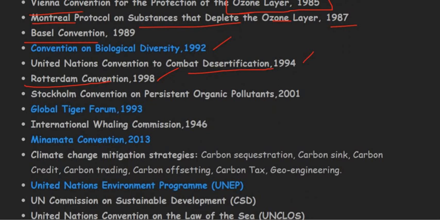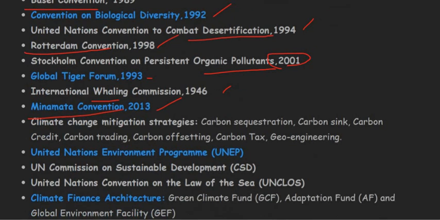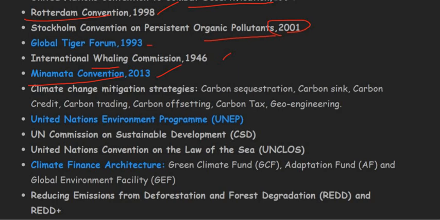Stockholm Convention on Persistent Organic Pollutants, 2001. Global Tiger Forum, 1993. International Whaling Commission, 1946. Minamata Convention, 2013. Climate Change Mitigation Strategies: Carbon Sequestration, Carbon Sink, Carbon Credit, Carbon Trading, Carbon Offsetting, Carbon Tax, Geoengineering.